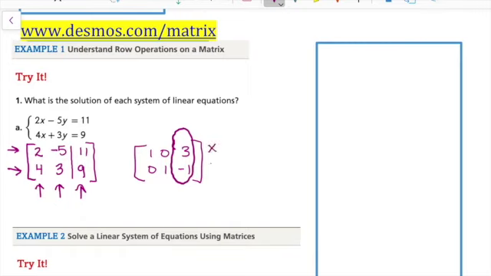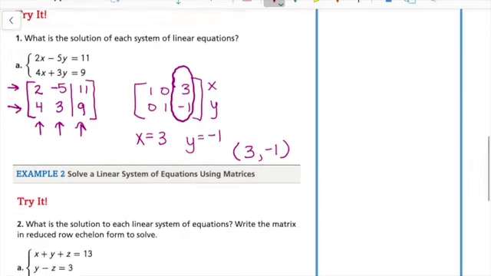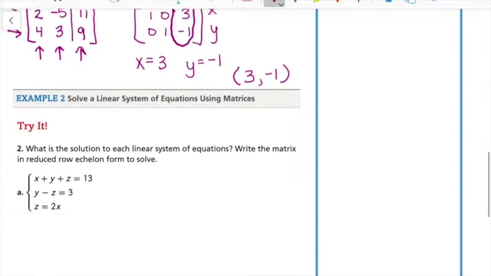Our answers are always found in the last column, and they go in order. So this is X, and this is Y. So this system, meaning that they cross paths when X equals 3 and Y equals -1. If you write that as a point, you could also write that as 3, -1. And that is the answer for the first problem.